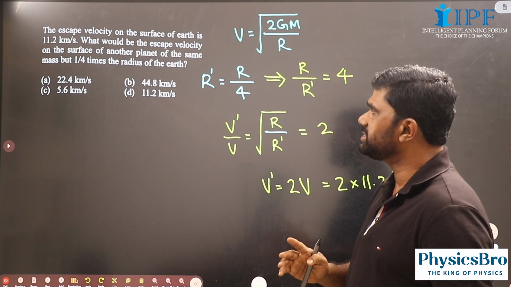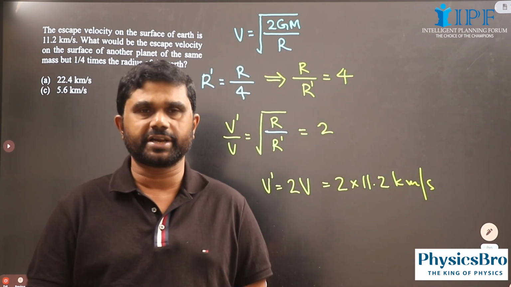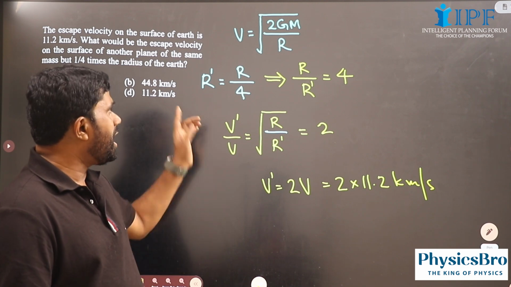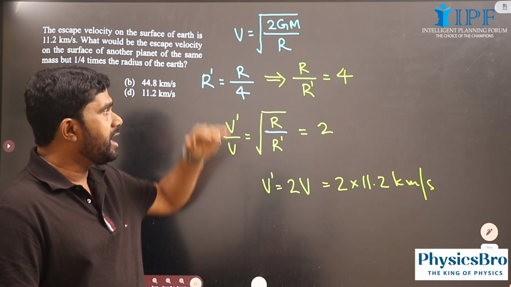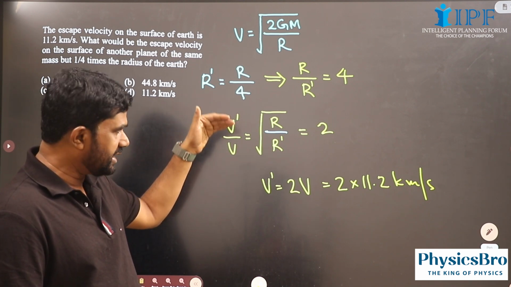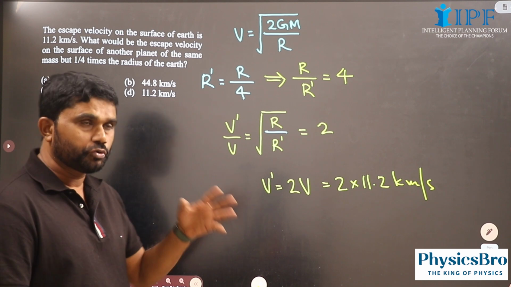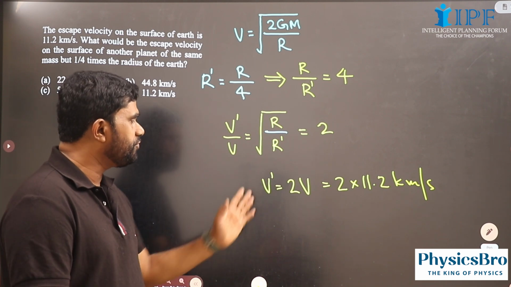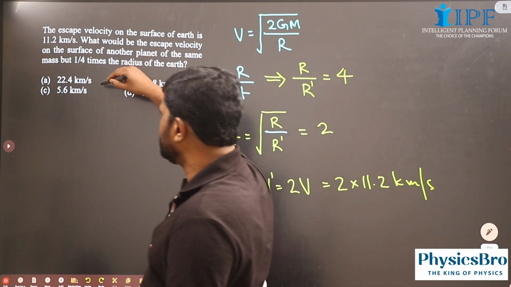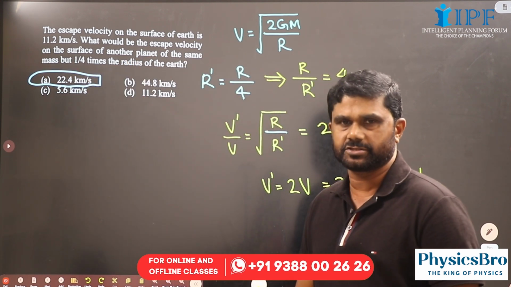In these two cases, the difference is only in the radius. So 2GM is same. R dash equal to R by 4 and R by R dash will be 4. So v dash, that is the velocity in the second case, divided by v, is equal to under root R by R dash, that is equal to root 4, and it is equal to 2. So v dash equal to 2v, or 2 into 11.2, that is 22.4 kilometer per second.